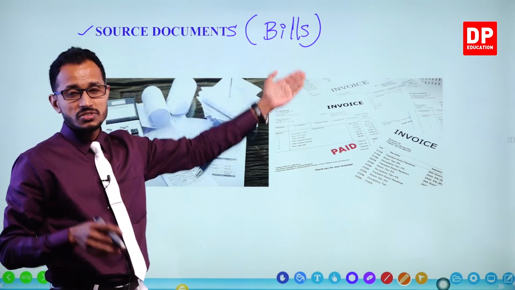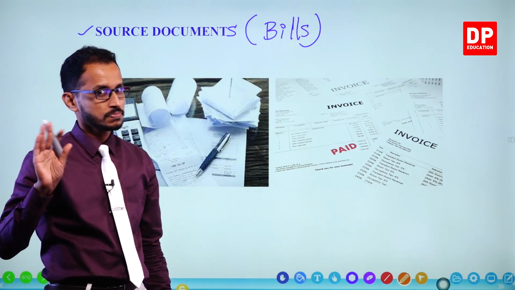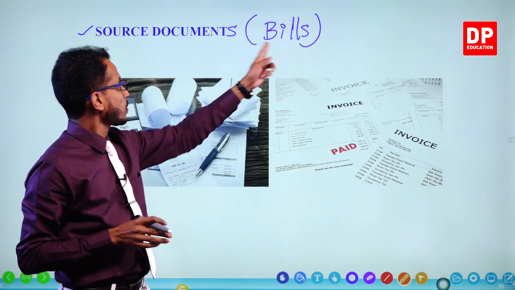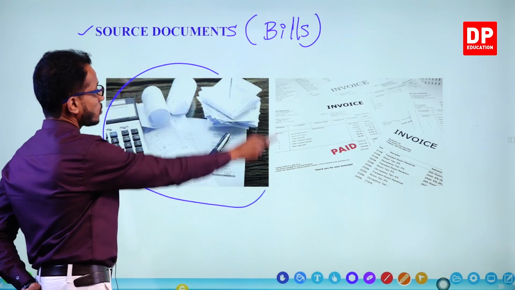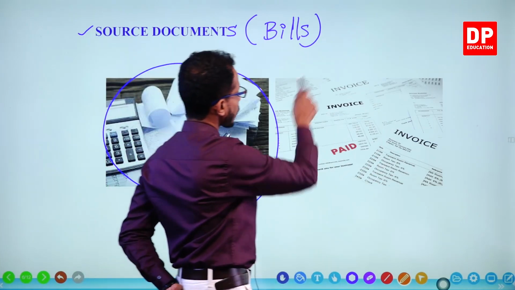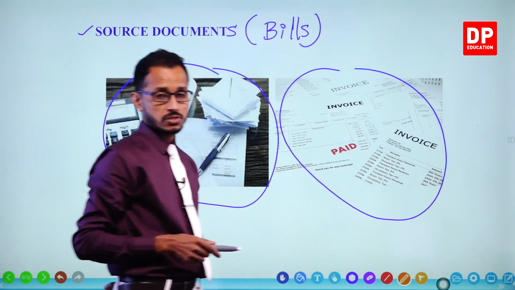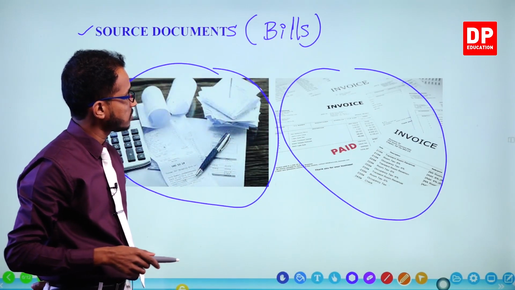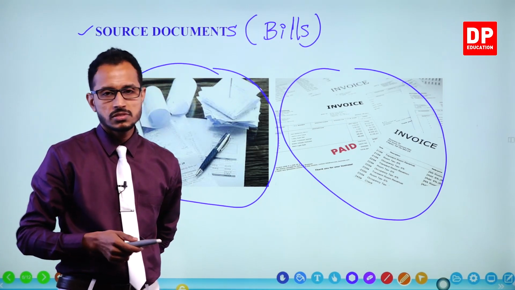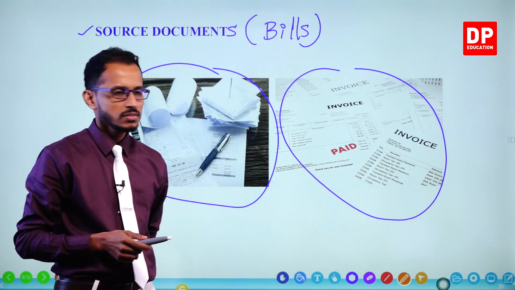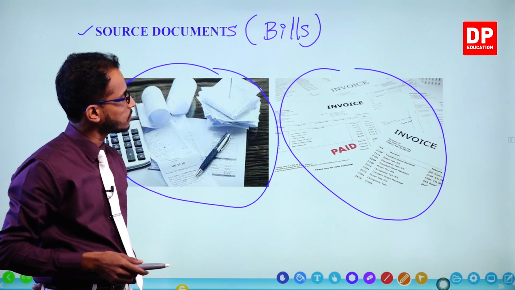Bills is the common word which is used, not the proper word. The proper word is source documents. You can see a lot of source documents right here. A lot of bills, invoices, receipts, vouchers. A lot of source documents.